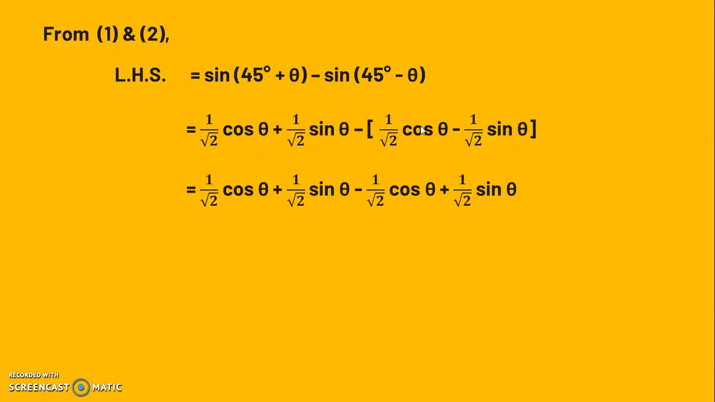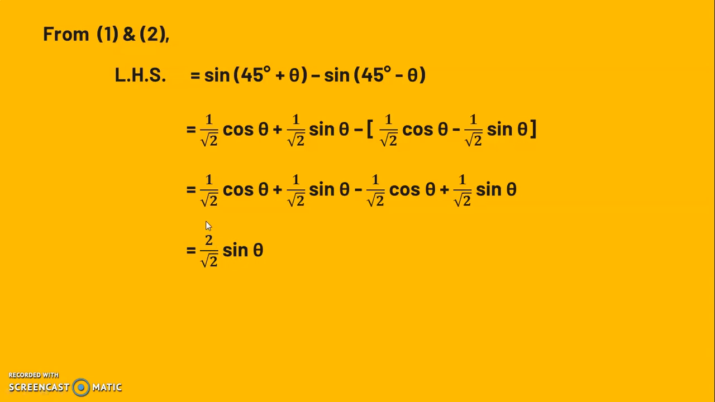Okay. So if we multiply the minus into the terms, we have 1 by root 2 cos theta plus 1 by root 2 sin theta, minus into plus is minus 1 by root 2 cos theta, minus into minus is plus 1 by root 2 sin theta. So here plus 1 by root 2 cos theta and here minus 1 by root 2 cos theta, so both of these terms will cancel each other. Then if we add 1 by root 2 sin theta and 1 by root 2 sin theta, we will get 2 by root 2 sin theta. 1 plus 1 is 2, because the denominator is the same, we can easily add the numerators. So 2 by root 2 sin theta.